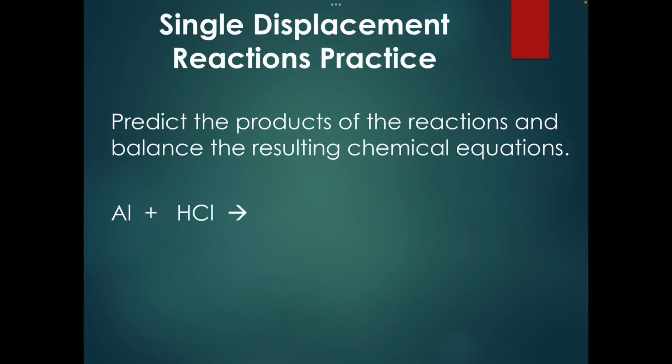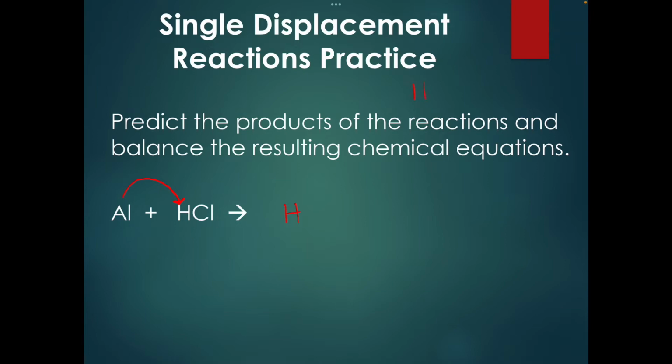So let's try this one. This says predict the products of the reactions and balance the resulting chemical equations. Okay, so this is aluminum plus hydrochloric acid. So aluminum is a metal, but again, we don't have any metals in hydrochloric acid. But like I told you, sometimes hydrogen acts like a metal. So in this case, that aluminum is going to kick out the hydrogen. So that means hydrogen is going to end up by itself.